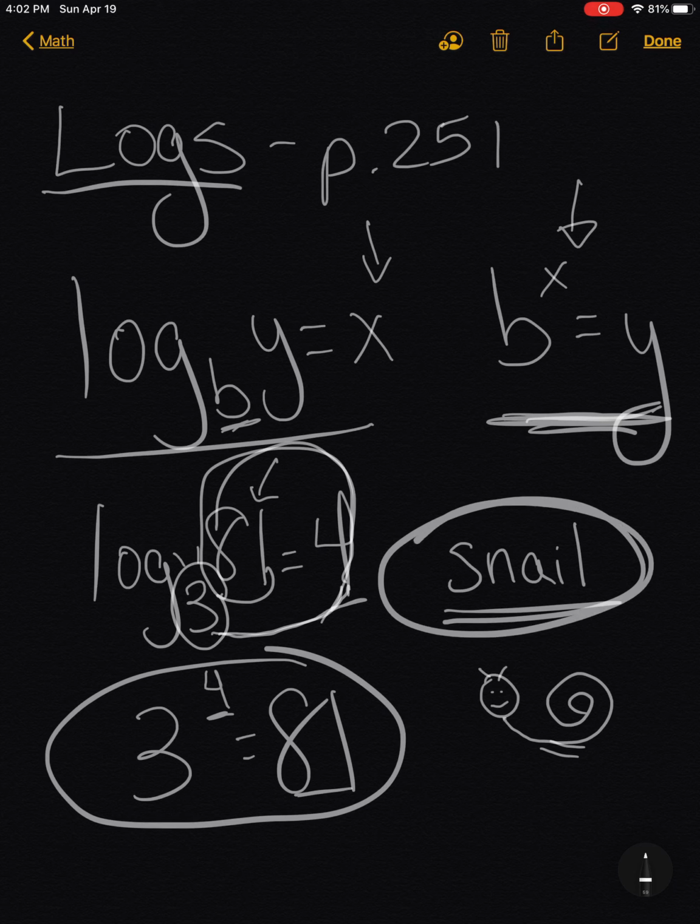So you're going to hear me say a lot, snail. We're going to snail something, or we're going to use the snail method. That's what I mean. It means take the base, the little number, that's the head, then go back around, and that's the shell. So 3 to the 4th power equals 81 is your answer. And that's if the problem tells you to rewrite in exponential form.